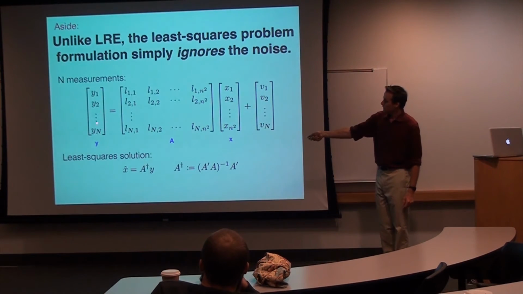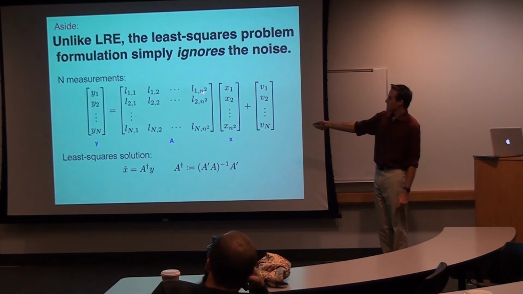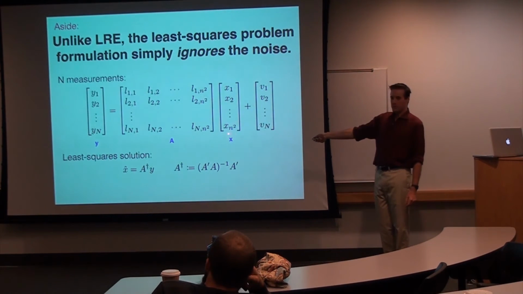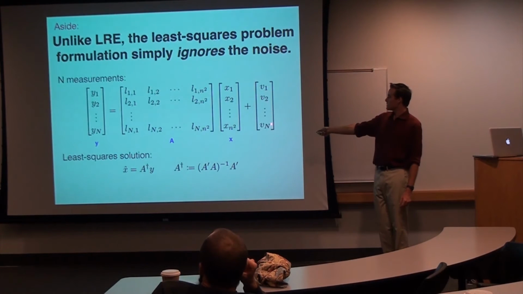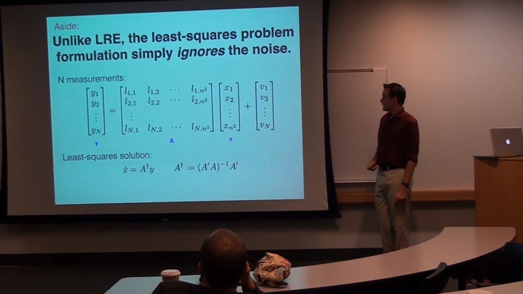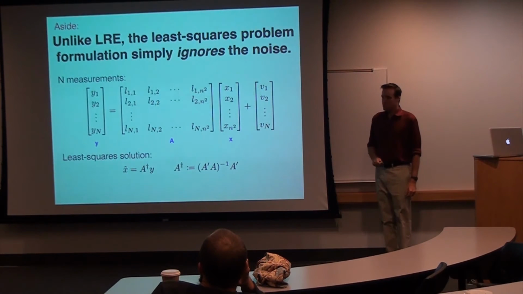You have capital N measurements. Each measurement has some linear relationship with this bunch of pixels whose density you're trying to estimate, and each one has some noise associated with it. So why didn't you just do the pseudo-inverse of it? There's a couple of reasons.